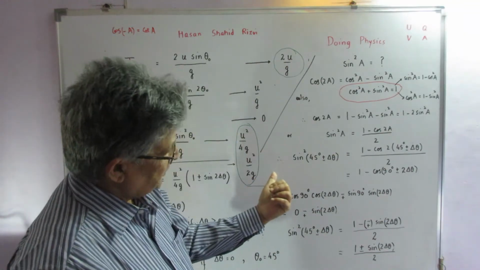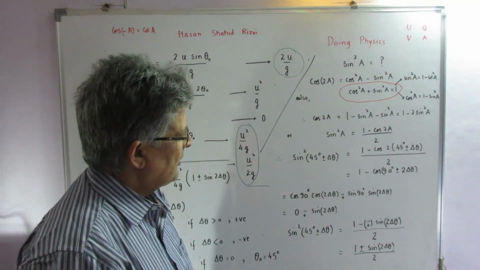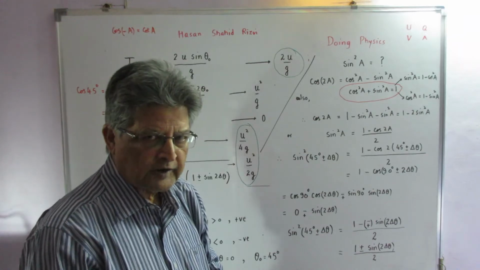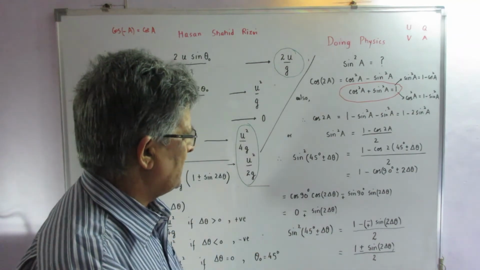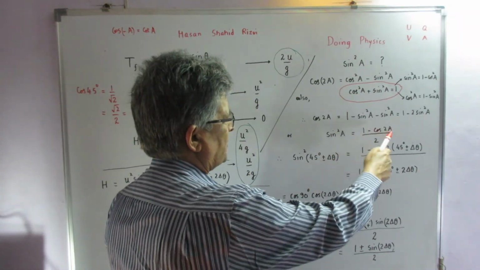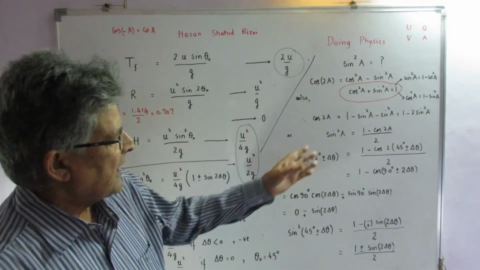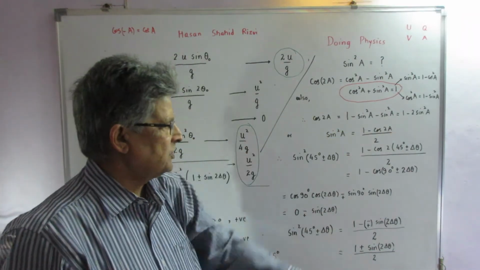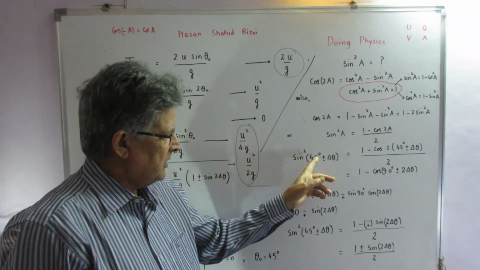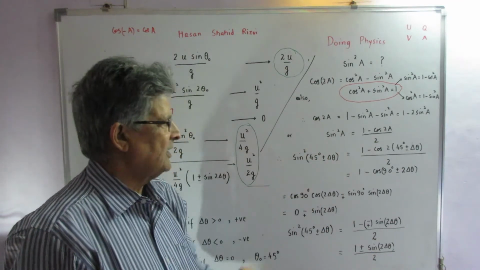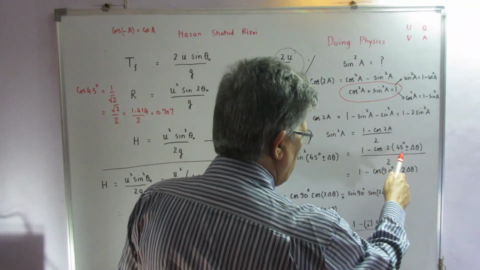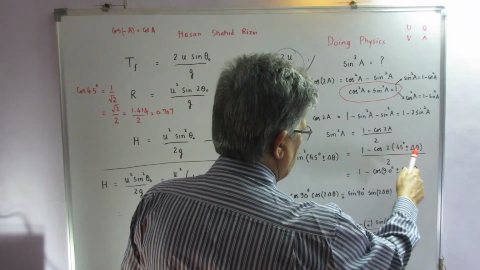So if I substitute this finding, which I reiterate you must scribble several times and remember, that sine square of theta is equal to (1 minus cos 2 theta) divided by 2, and cos square of theta is equal to (1 plus cos 2 theta) divided by 2. So sine square of 45 plus delta theta, the deviation, turns out to be 1 minus cos of 2 times 45 degrees plus minus delta theta.